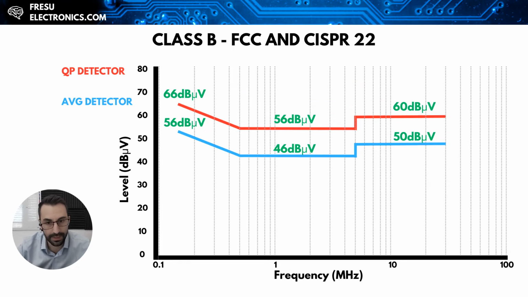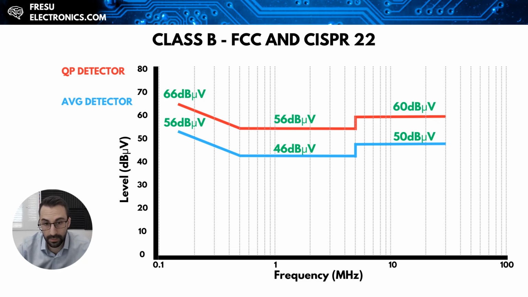For the Class B digital devices, the quasi-peak limit goes from 66 dBµV to 56 dBµV from 150 kHz to 500 kHz, and then from 500 kHz to 5 MHz, the quasi-peak limit is 56 dBµV, to then again increase to 60 dBµV from 5 MHz to 30 MHz.